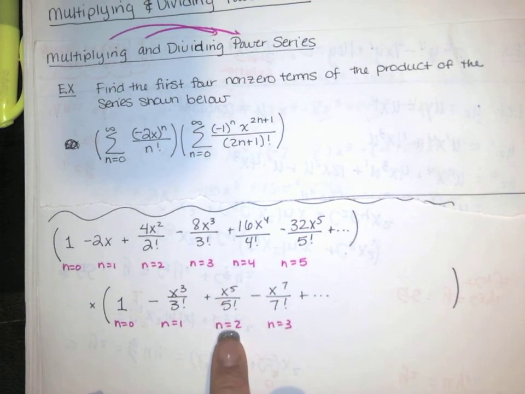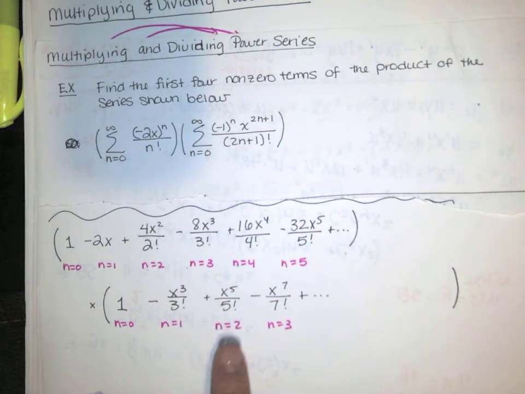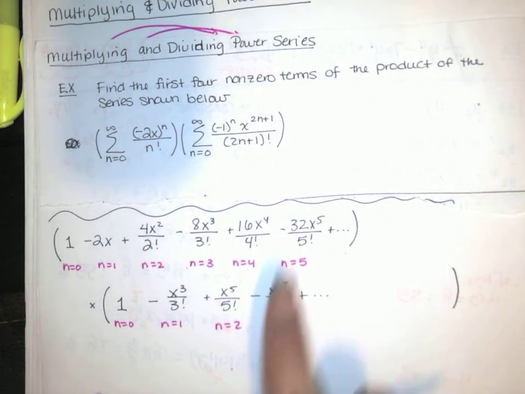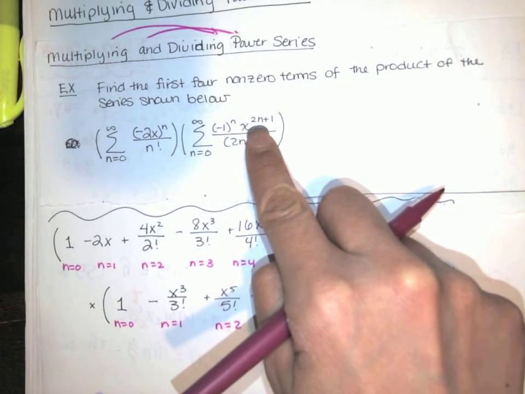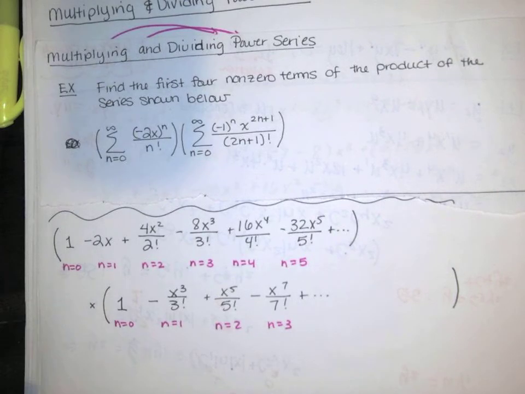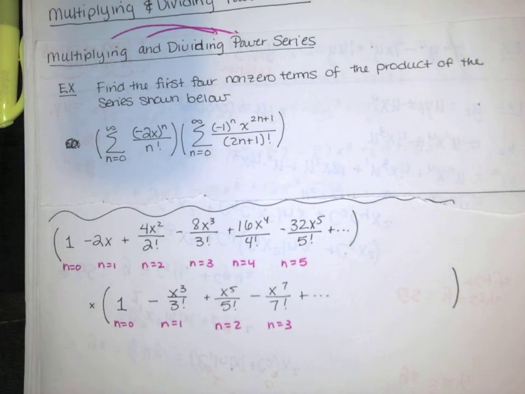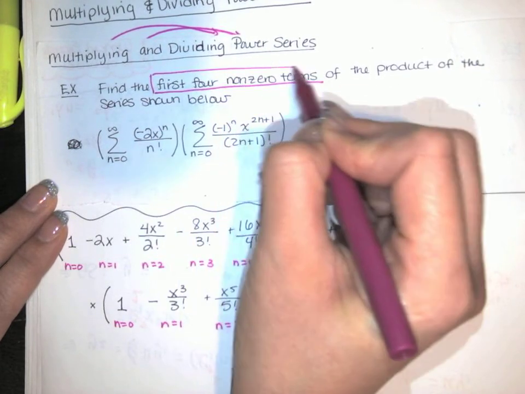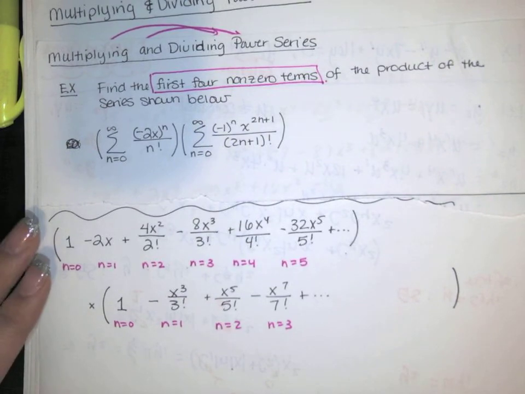And if you're not sure, plug in n equals 2 there. What do you get? 2 times 2 is 4, plus 1 is 5. That's right. When n equals 3, what do you get? Negative 1 cubed is a negative. Good. If n is 3, 2 times 3 is 6, plus 1 is 7. So this is right. So I've got this times this, and I want to multiply them and find the first 4 non-zero terms of this product.